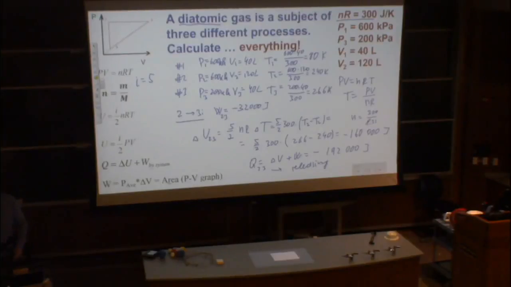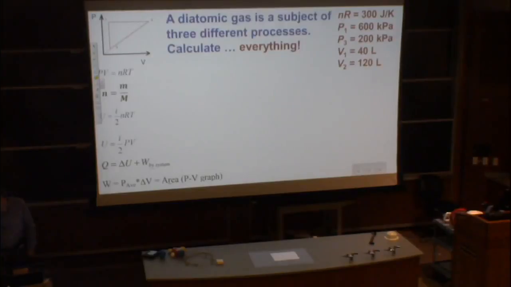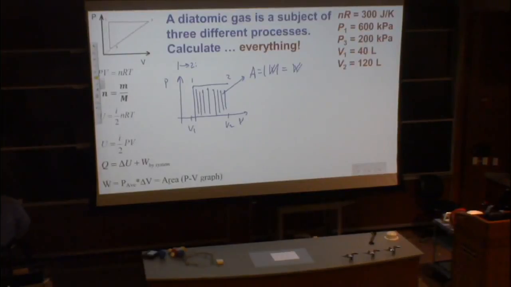Well, let's do 1, 2. For 1, 2, this is the graph. 1, 2, V1, V2. So for this process, this area is equal to the magnitude of the work. But in this situation, the work will be positive because the gas expands.